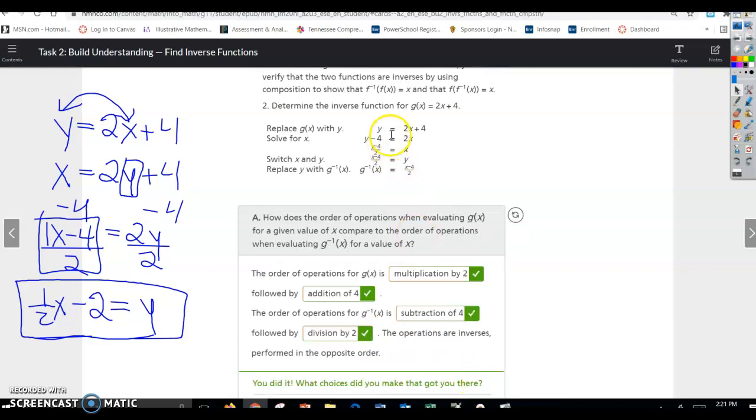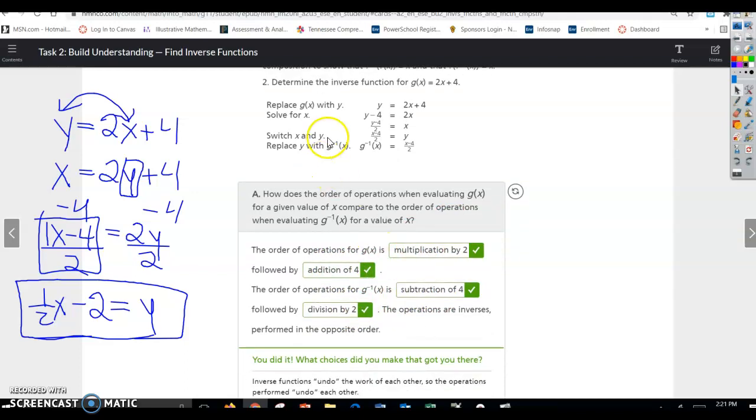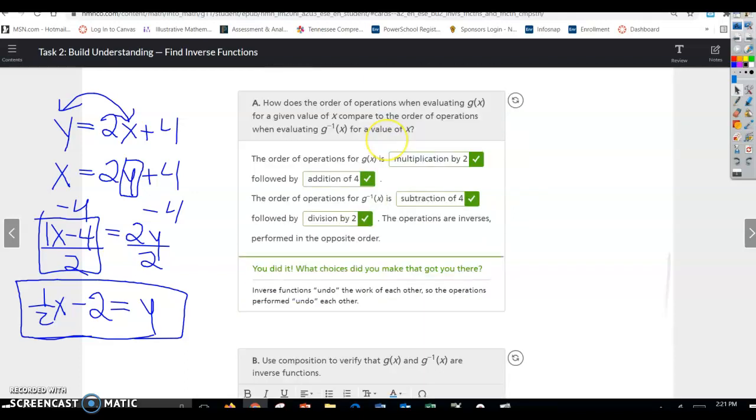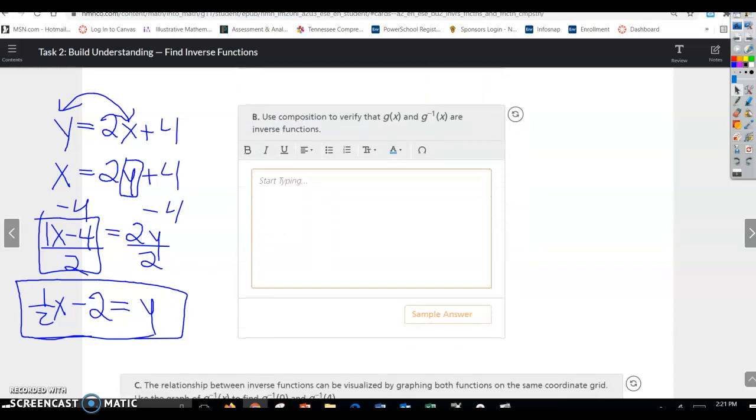So that's just like if you have this function, what do you do? Multiply by 2, add 4, subtract 4, divide by 2. Those are opposite operations, and you can see why those are inverses. Use composition to verify that g of x and g inverse are inverses.